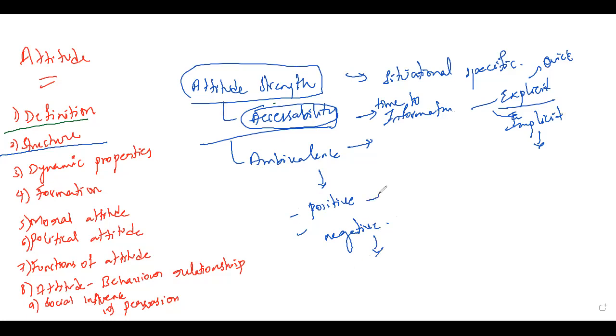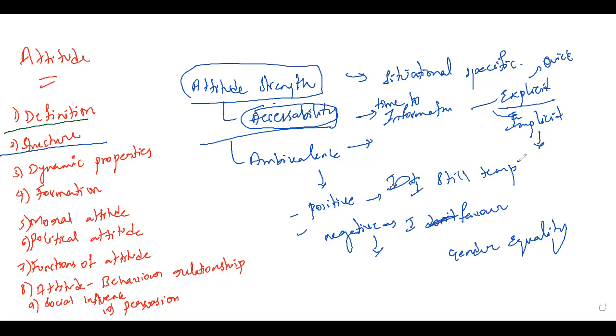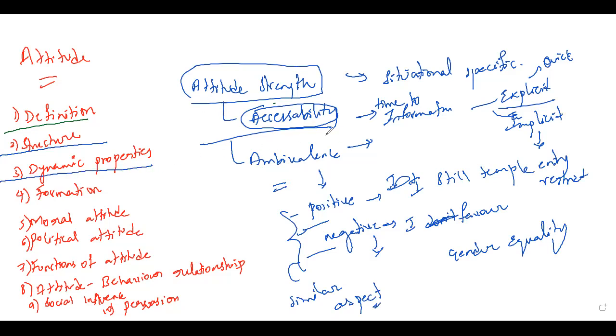For example, a positive attitude is when they can say, I favor gender equality. Fine. But I still follow temple entry restrictions. So which are contradictory. So attitude is negative and positive on a similar situation or similar aspect. So this is called attitude ambivalence. And these three components form the dynamic properties of attitude.